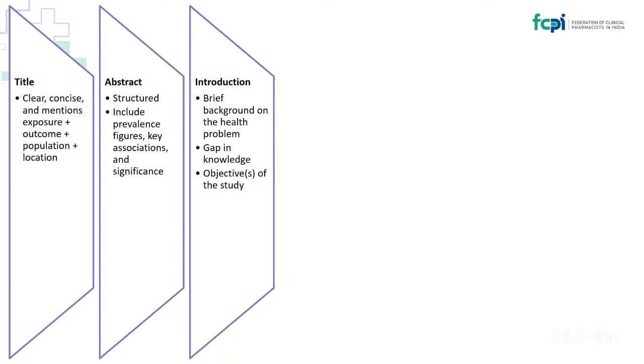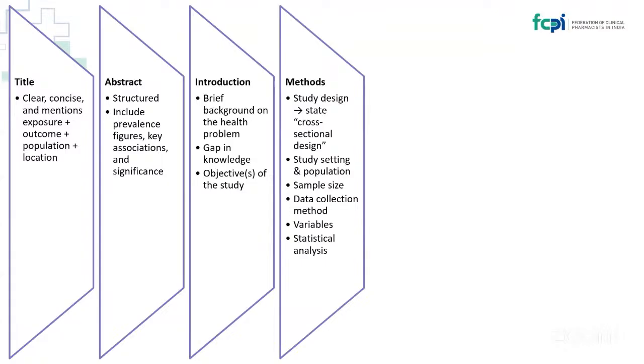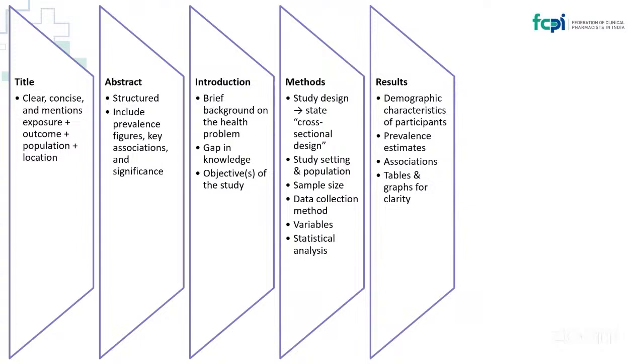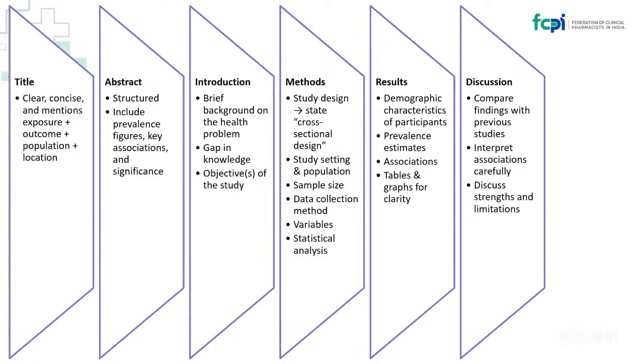The background should be mentioned in a detailed format, and in the method section, you will mention what the inclusion and exclusion criteria were, and give a detailed explanation of your whole collected data, what prevalence was estimated, what the association was, who the participants were, and what the results for the participants were. All the results should be mentioned here. In discussion, you will compare your findings with previous findings and will interpret your association carefully.